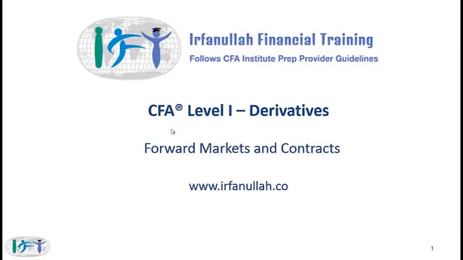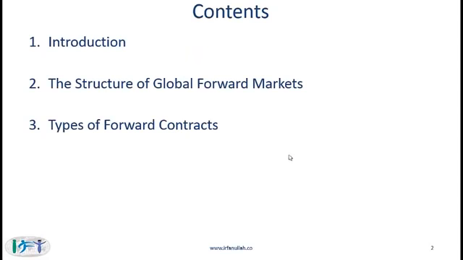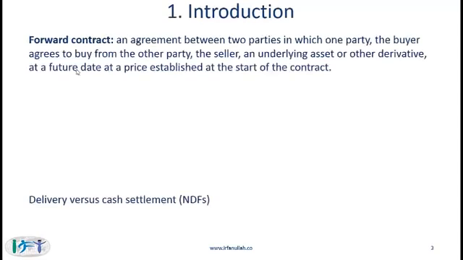In this lecture, we will cover the CFA Level 1 reading on forward markets and contracts. This is a relatively short reading with 3 sections: an introduction, followed by a description of the structure of global forward markets, and then the major part of this reading is section 3, where we will talk about different types of forward contracts. First, the definition of a forward contract.